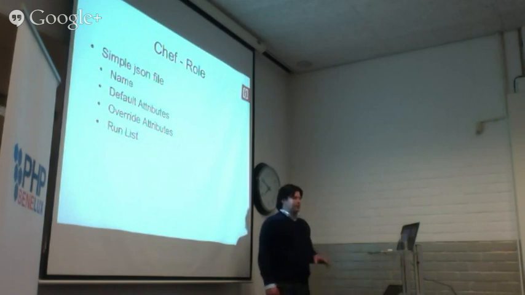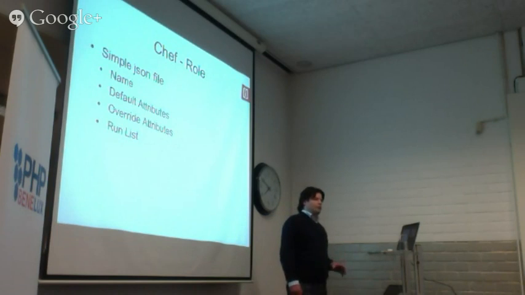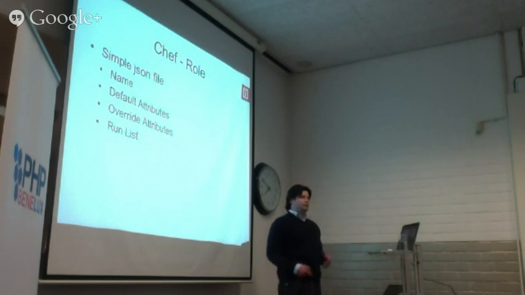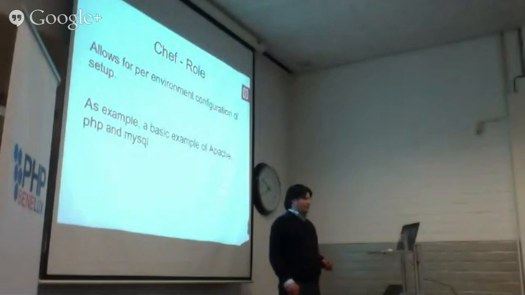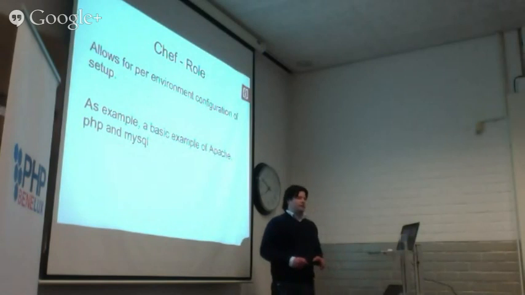And lastly, and most importantly, you can provide a run list. A run list is nothing more than all the cookbooks you want to run on your installation to get your development image up and running. So a chef role allows for a per environment configuration of setup. As a basic example, I'll provide you with an example of a simple Apache, PHP and MySQL stack.